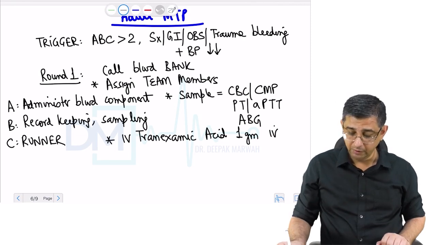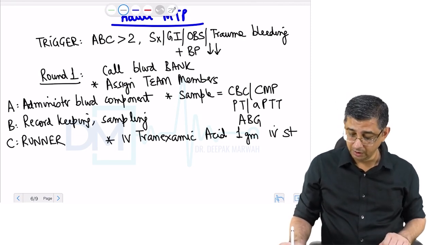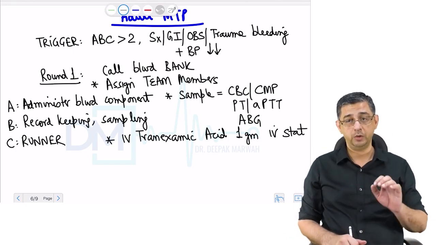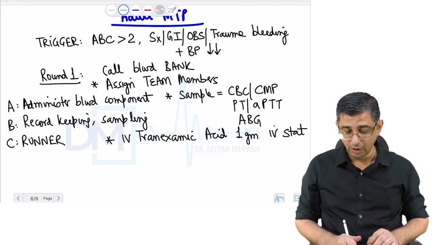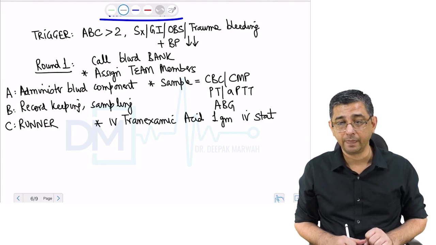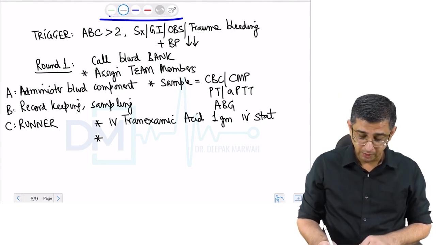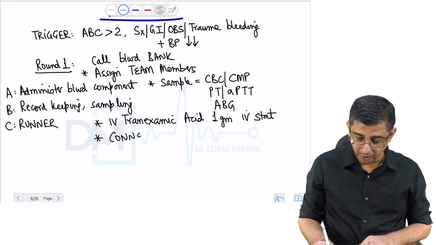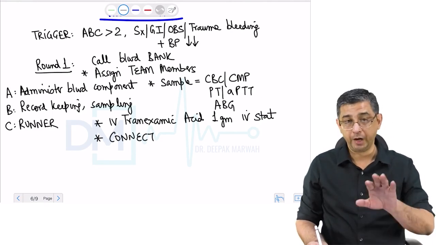This 1 gram IV will be given to the patient, and then we can give it 8 hourly, and it has documented excellent results. So IV tranexamic acid will be administered by team member number A. Now I will be asking team member number A to connect and prime up the system.